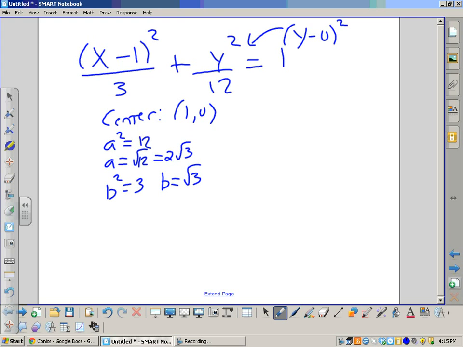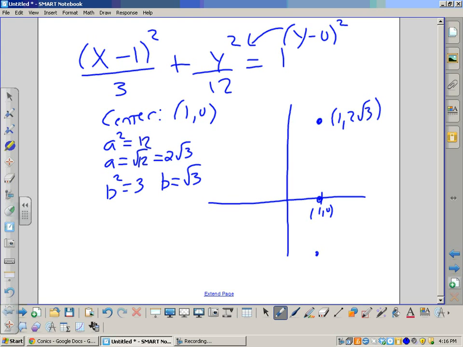Okay, so let's draw a graph. Let's just do a rough sketch. We know this is a vertical ellipse, stretched up vertically more than it's stretched horizontally. So let's put in the center, a little dot at 1 comma 0. And we know it's stretched up by a factor of 2 root 3. So there's 1 comma 2 root 3, and 1 comma negative 2 root 3. And then horizontally, it's going to be root 3 to the right and root 3 to the left.